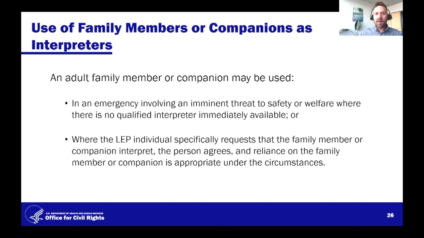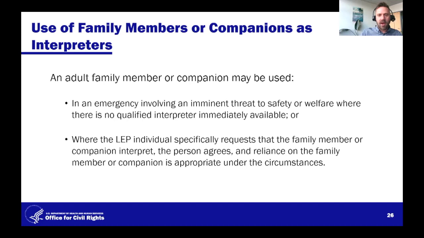Thus a covered entity may not rely on family members, friends, or other informal interpreters to provide language assistance services unless there is an imminent threat to the safety or welfare where there is no qualified interpreter immediately available, or where the LEP individual specifically requests that an adult family member or companion interpret, that adult family member agrees, and reliance on the family member or companion is appropriate under the circumstances. So that's a three-part test: you've provided notice of the availability of free language assistance to the LEP individual, they have instead requested an adult family member to interpret, you have made a determination that it's appropriate, and that family member agrees to go forward with the communication.